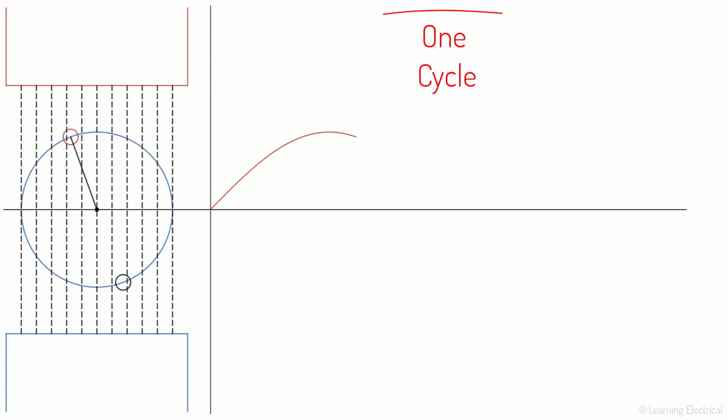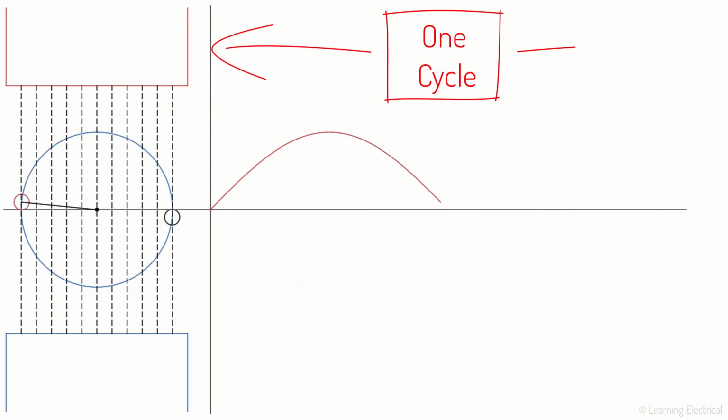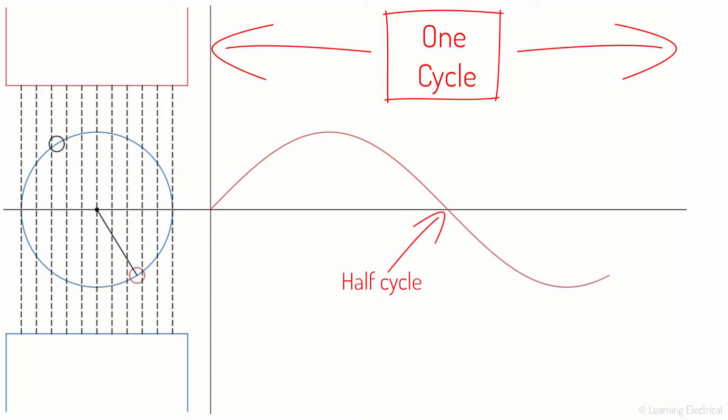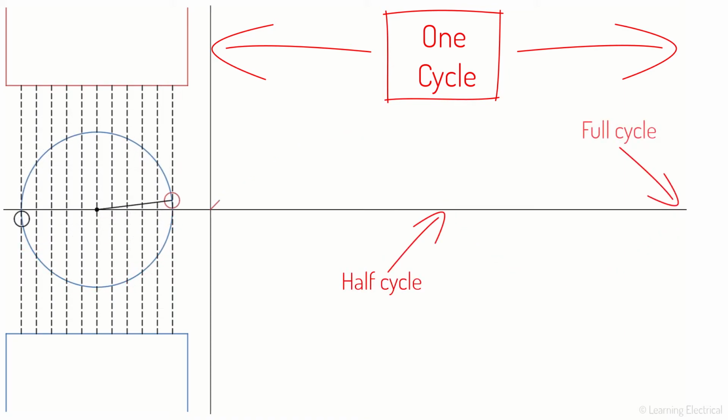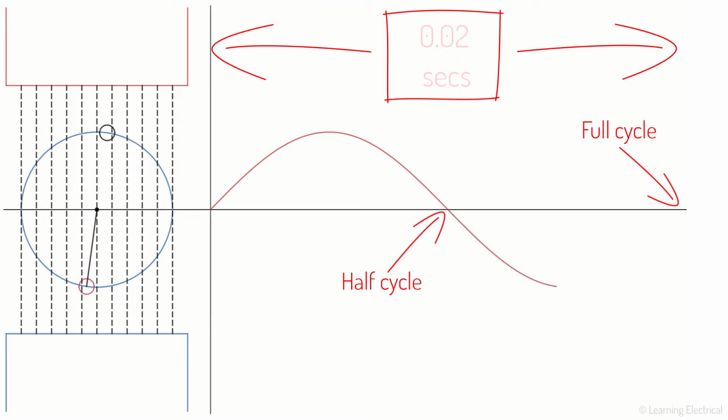One cycle is a complete rotation of the conductor loop inside the magnetic field, and is visualized by the sine wave completing a peak voltage in both directions before returning to the center line. Different rotational speeds will give a different frequency, but in the UK the conductor will fully rotate every 0.02 seconds, giving us a frequency of 50 Hz, which we'll explain on the next slide.